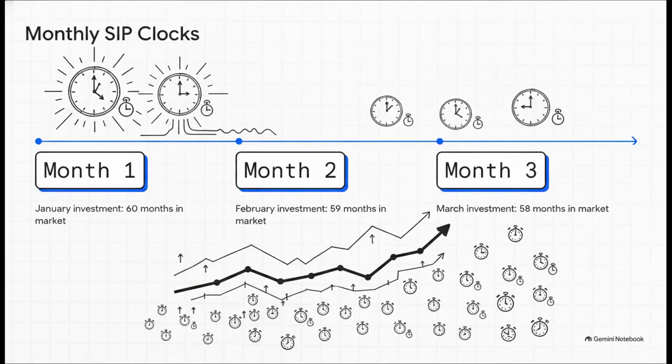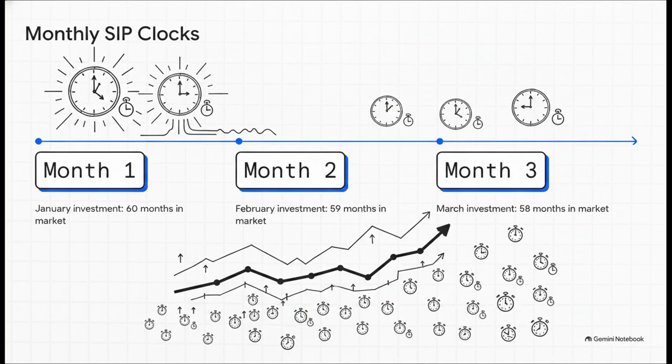And this brilliantly illustrates why an SIP is a completely different beast altogether. An SIP investor doesn't just drop 1 lakh on day 1 and walk away to the beach. Money enters the fund repeatedly. You put in 5,000 rupees in January, then another 5,000 in February, another 5,000 in March. This means you do not have a single starting line. You have dozens, maybe literally hundreds of starting lines.